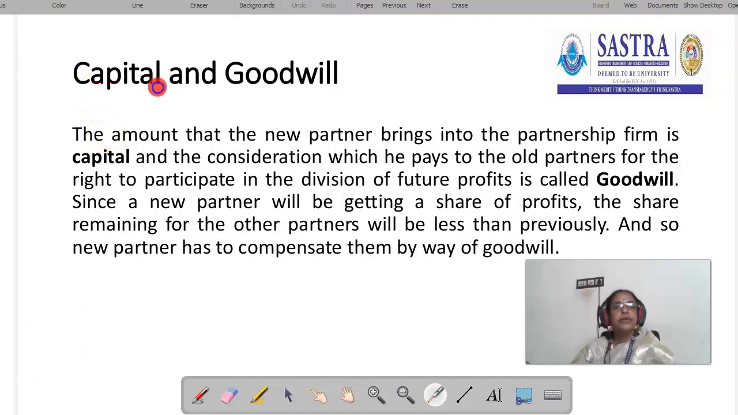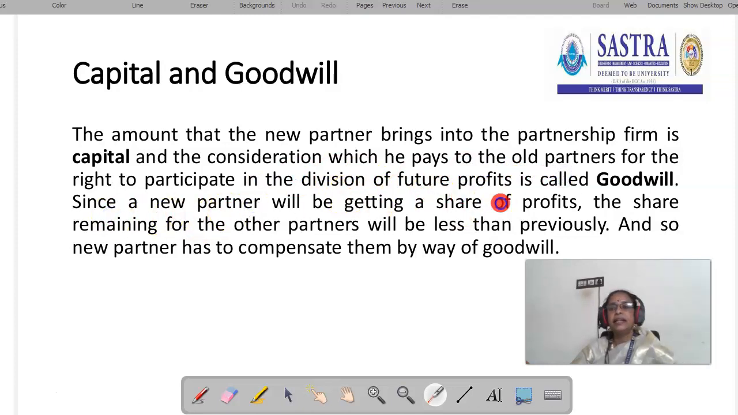In the admission of a new partner, two terms you must understand. First one is capital, another one is goodwill. What do you mean by the term capital? The amount that the new partner brings into the partnership firm is capital, and the consideration which he pays to the old partner for the right to participate in the division of future profit is called goodwill.